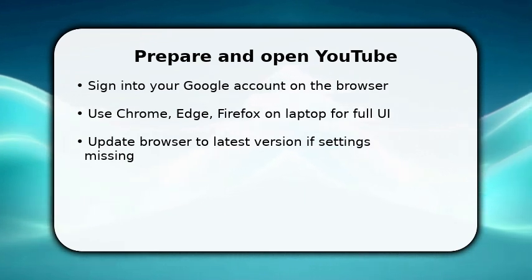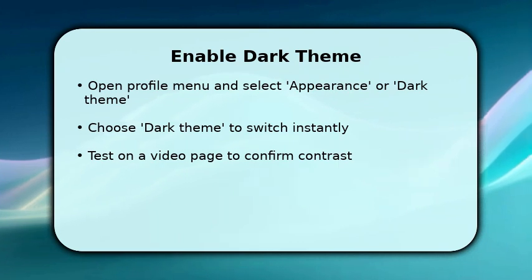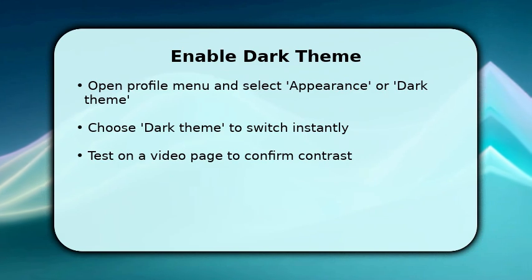From the profile menu, choose Appearance or Dark Theme. YouTube groups display preferences here. Click Dark Theme to toggle it on, and you'll see the interface switch immediately. This reduces eye strain and improves contrast.